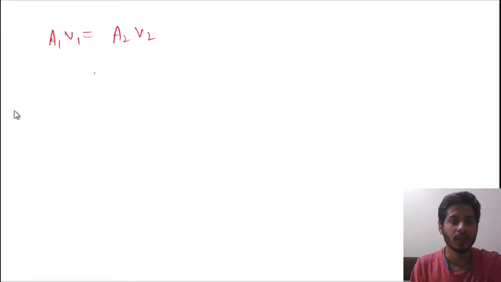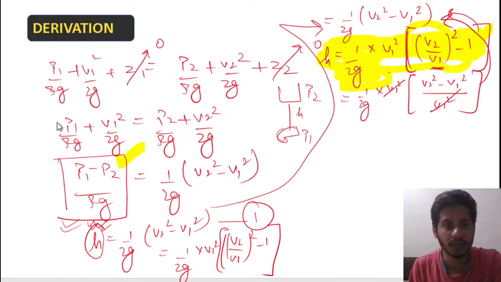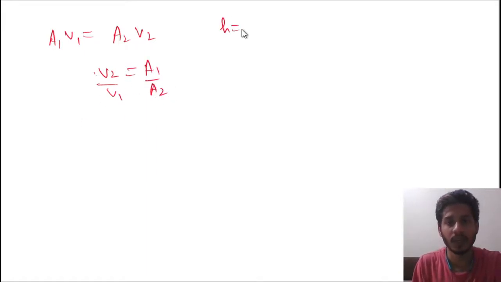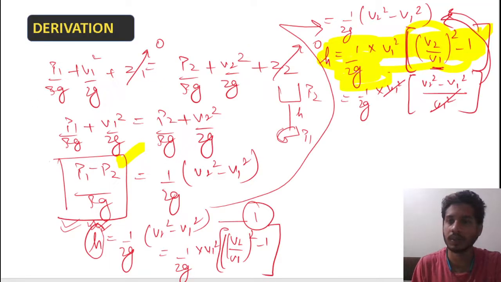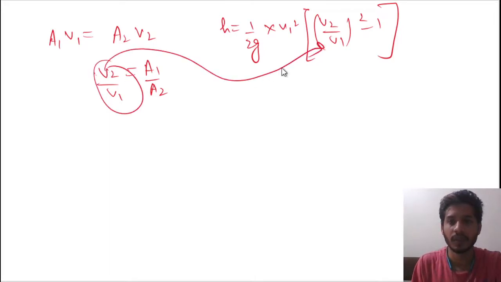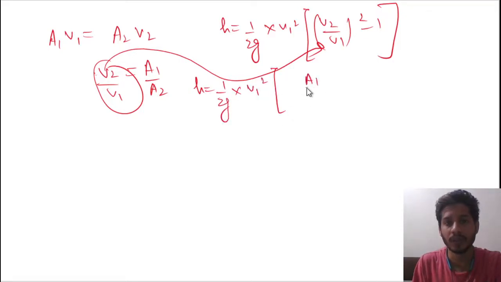Now we can put V2 by V1. Since this is V2 by V1, we can write V2 by V1 as A1 by A2, isn't it? And what we were getting, H is equal to 1 upon 2G V1 square, V2 upon V1 whole square minus 1. Alright. Then this V2 by V1, we can put this value here. H is equal to 1 upon 2G V1 square, V2 by V1 is basically A1 upon A2 whole square minus 1.